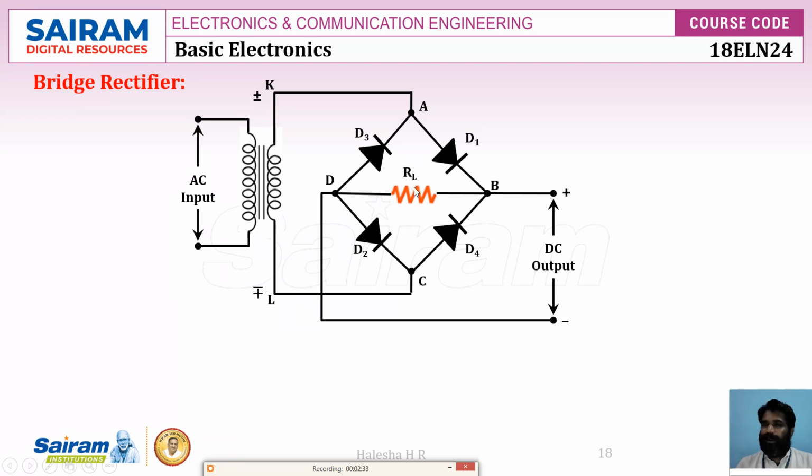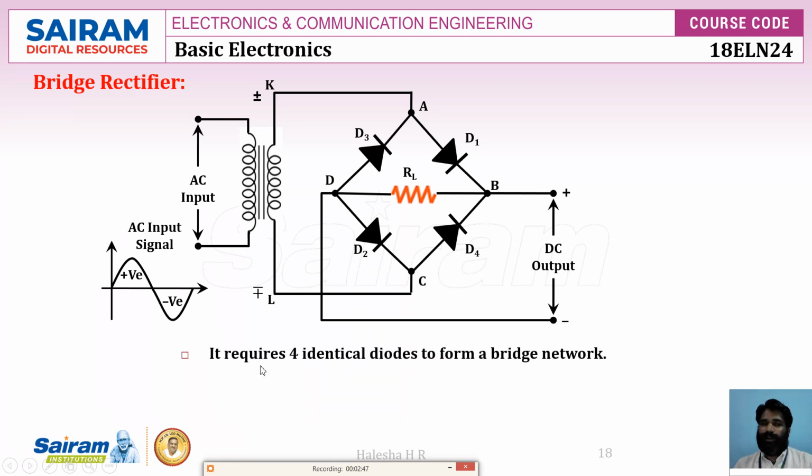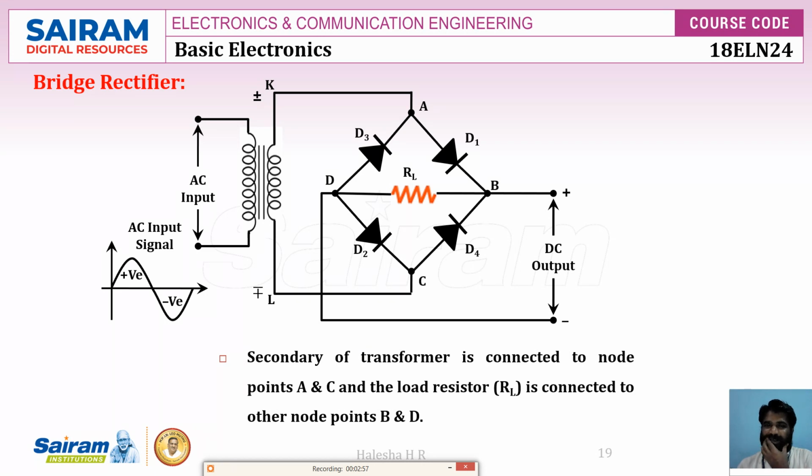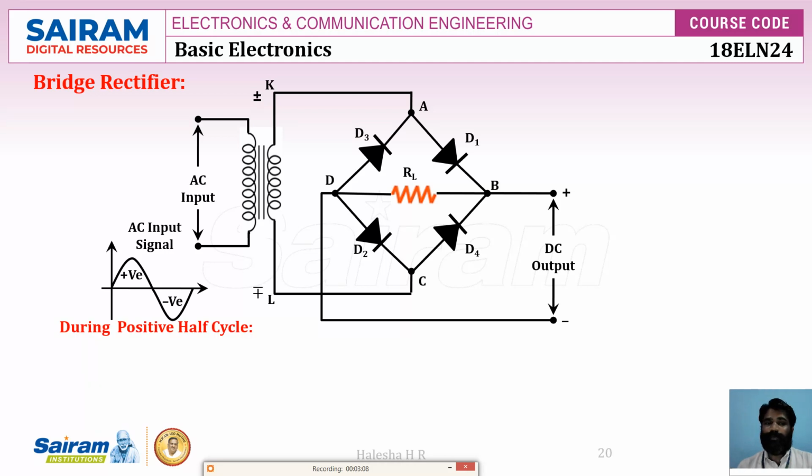And these B and D are similar nodes, they connect similar polarities. Across this we connected one load resistor. So this is the input supply. It requires four identical diodes to form a bridge network. The circuit consists of four diodes D1, D2, D3, D4 connected across the secondary of the transformer and the load resistor. The secondary is connected to the nodes A and C, and the load resistor to the nodes B and D. Let's analyze the circuit during the positive half cycle.